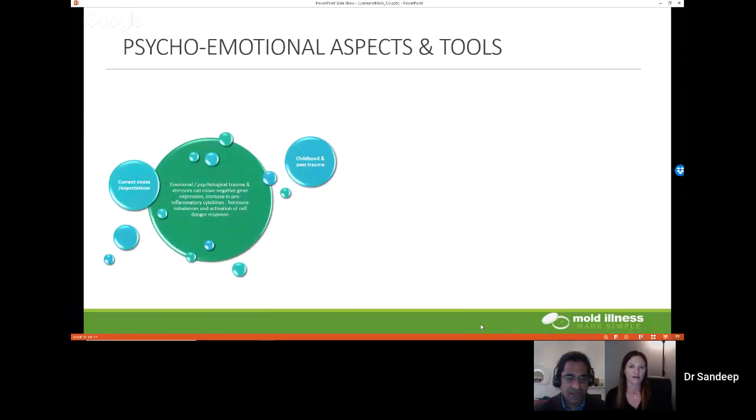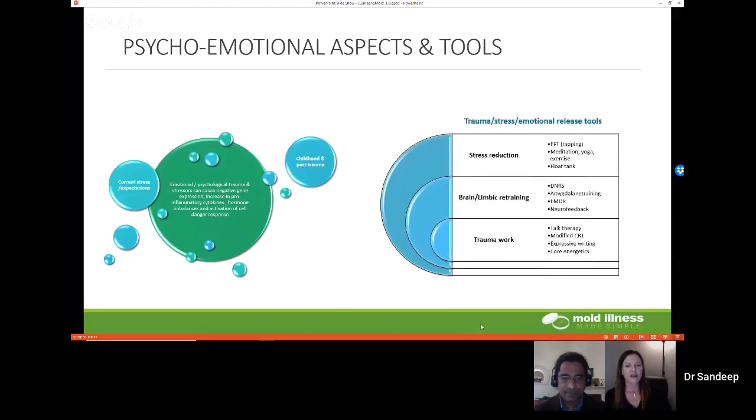to touch in on psycho-emotional aspects and tools. Would you like to maybe touch in on this one, Nicola, briefly? Yeah, I think we talked about it a little bit before: by no means are we saying that these illnesses are all in your head, and that you're just hanging on to baggage and depression and anxiety. That's not what we're saying at all.